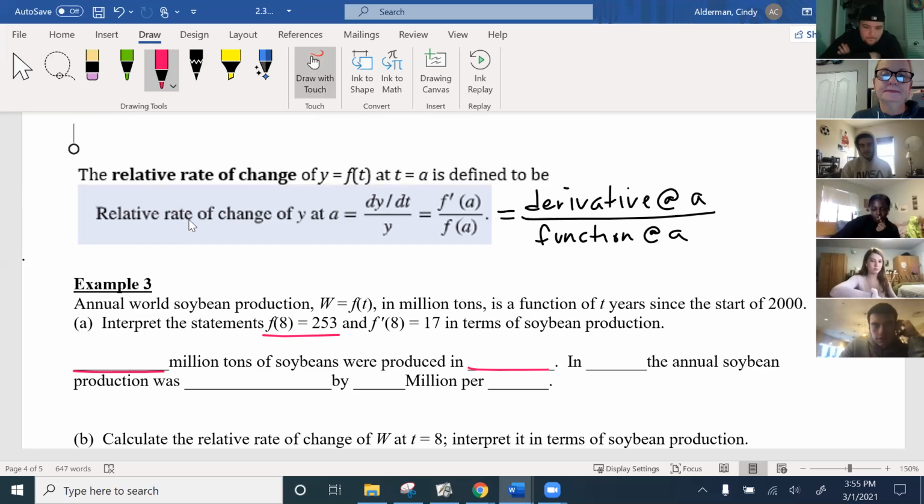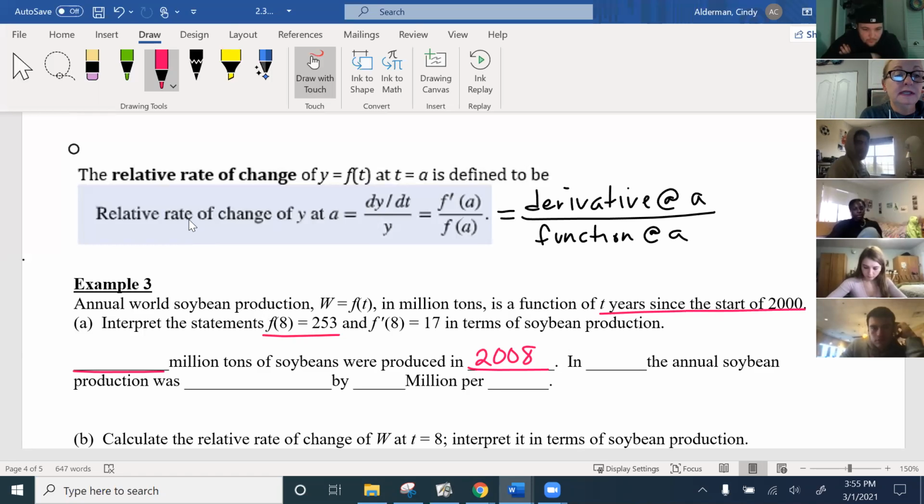So what do you guys think? Now remember, this is t years since 2000. So produced in, that suggests that we're talking about a time. So produced in what year, if it's years since 2000? 2008. Yeah. And then remember, W is the soybean production in million tons, right? So you would say that 253 million tons of soybeans were produced in 2008.